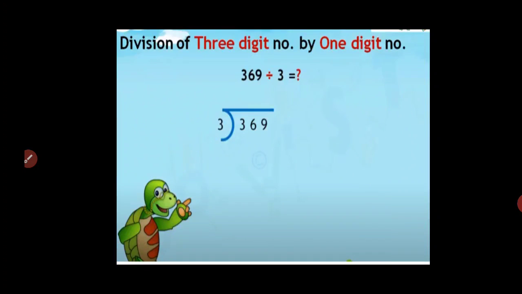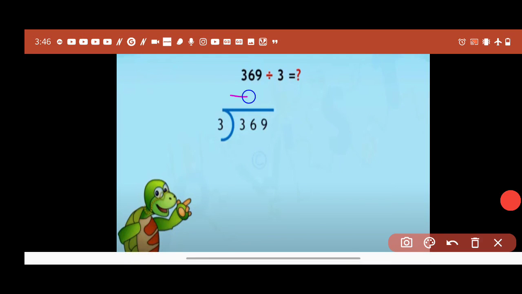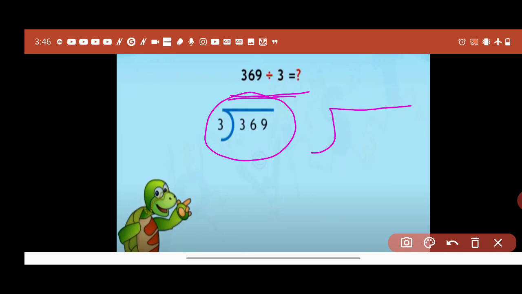For example, we have to divide a 3-digit number by 1-digit number. Over here, an example is 369 divided by 3. So first of all, whenever a question of such a kind appears, you have to divide it in this form. You have to make a house like this. The bigger number always goes inside the house and the smaller number goes outside.